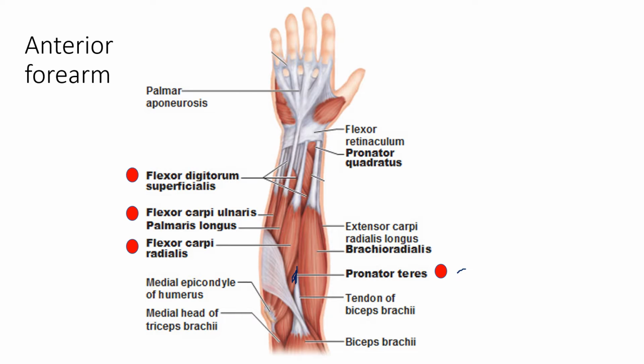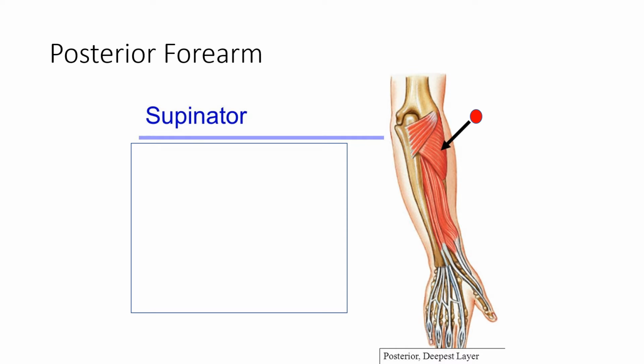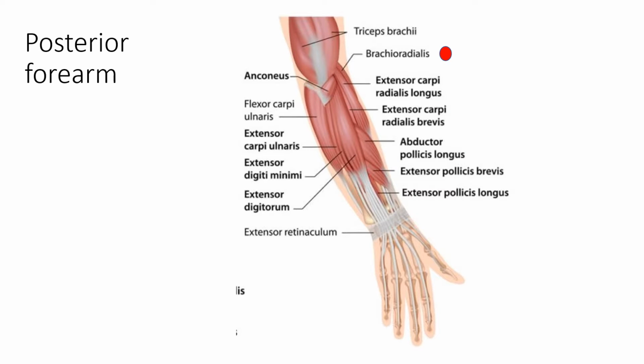So flexor carpi ulnaris, and all these, of course, are important. So a lot of muscle groups, of course, in the arm. All right, supinator. All right, posterior. Remember anterior and posterior. Okay, so we have the anterior and the posterior, kind of more so the back there.